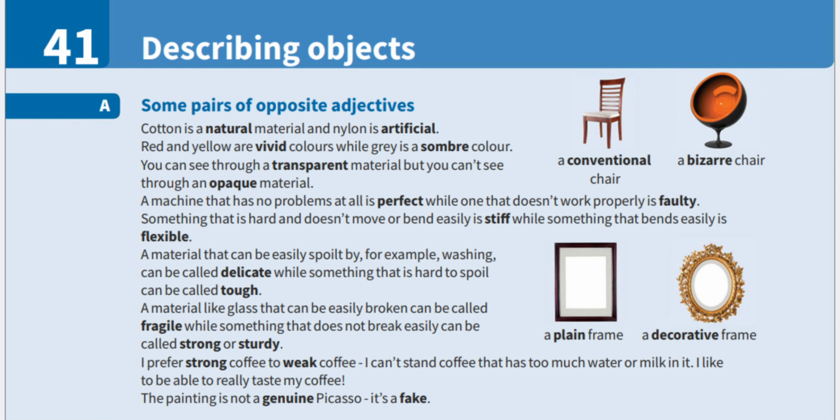A material that is easily damaged or spoiled, for example by washing, may be described as delicate. A material that is difficult to damage is tough. Something such as glass that breaks easily is fragile. An object that does not break easily may be called strong or sturdy.